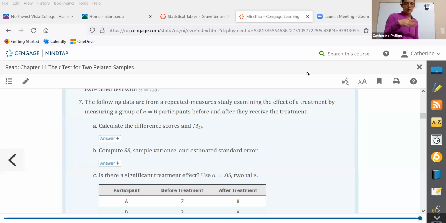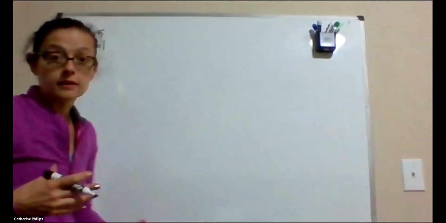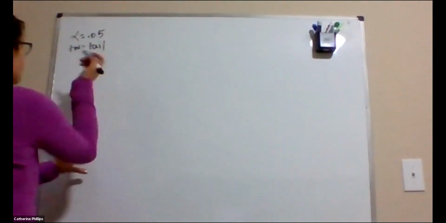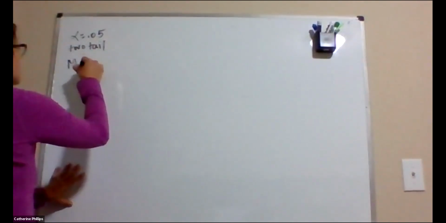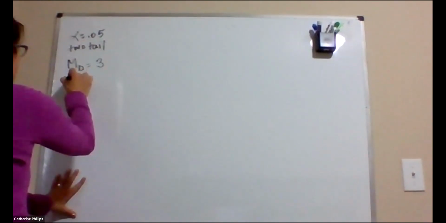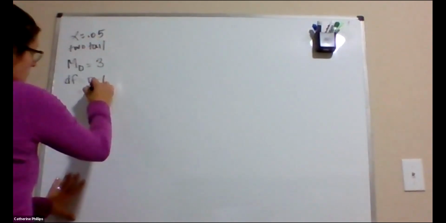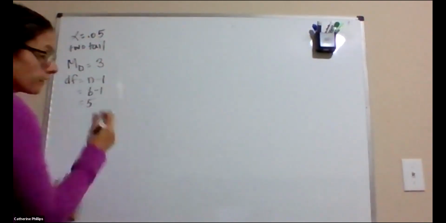So continuing with chapter 11, question C, is there a significant treatment effect? We're going to use an alpha of 0.05 and a two-tailed test. Some information that we will need for that hypothesis testing procedure from the previous calculations. The mean of the difference scores was 3. Our degrees of freedom, that is n minus 1, 6 minus 1, which is 5.